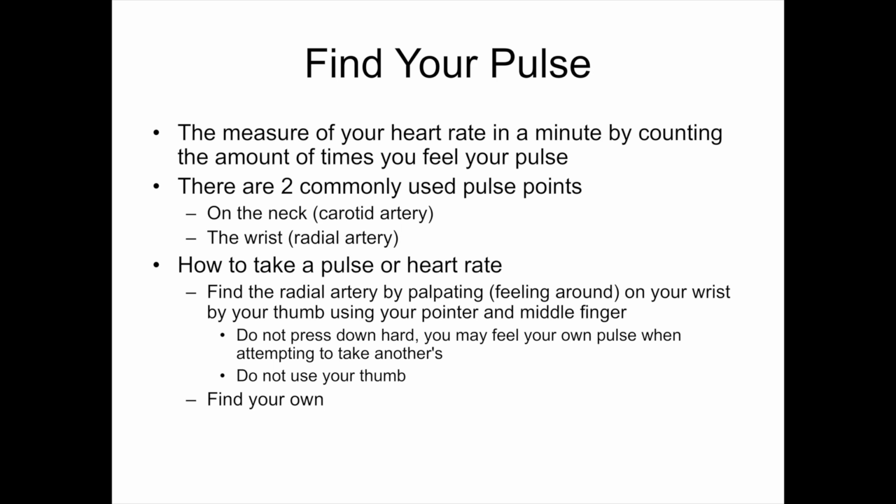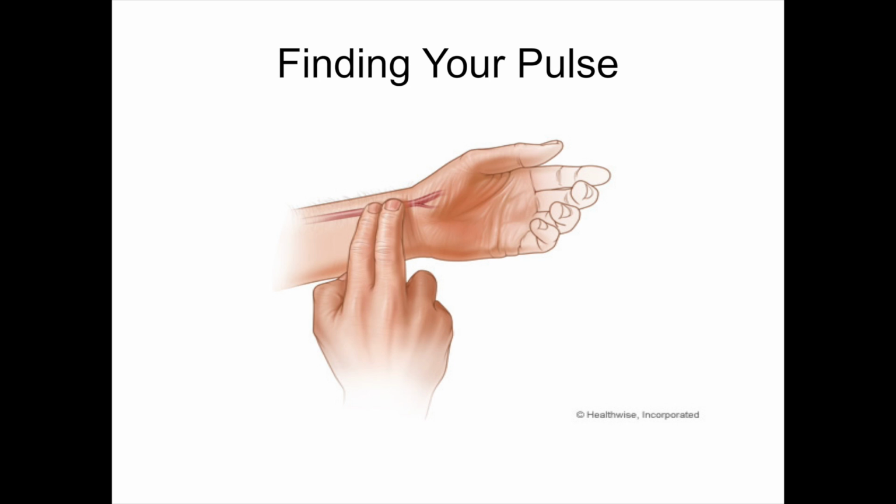So you want to find the artery, and if you're using the radial artery, think about the wrist. If you were to touch the outside of your thumb and kind of follow it down into your wrist and move your fingers back and forth, you will feel a couple of tendons. In the groove of those tendons, you'll find the radial artery. You can use your pointer finger and middle finger. Don't press down too hard, because if you're taking someone else's pulse, you might feel your own, and don't use your own thumb. So try that.